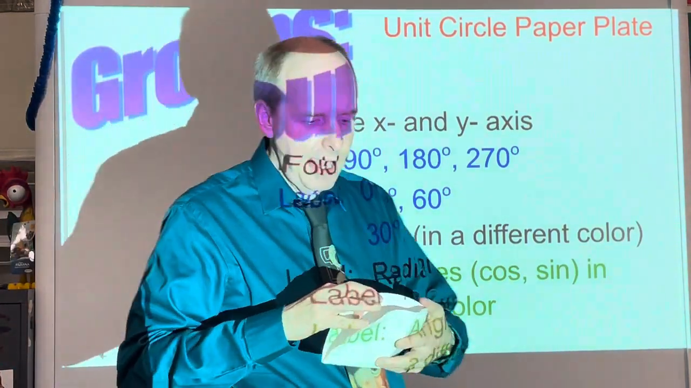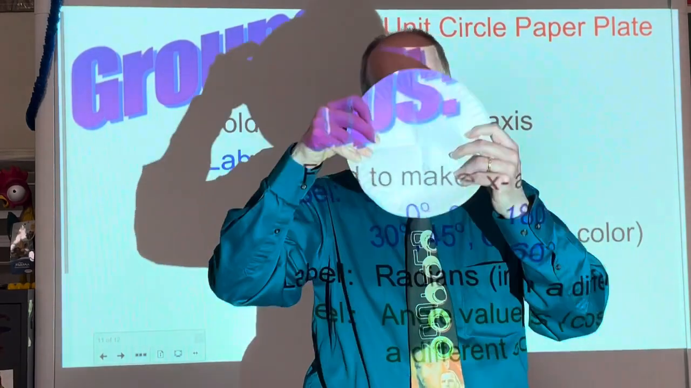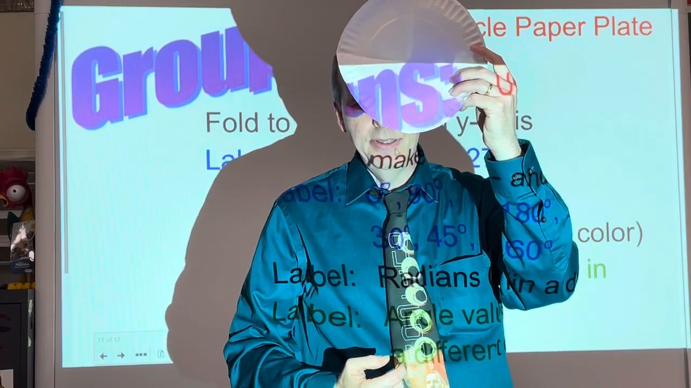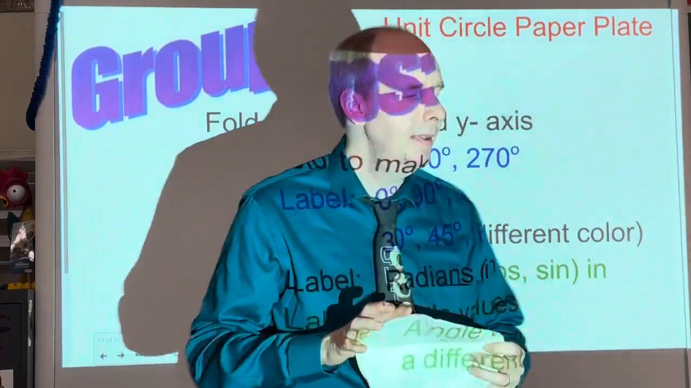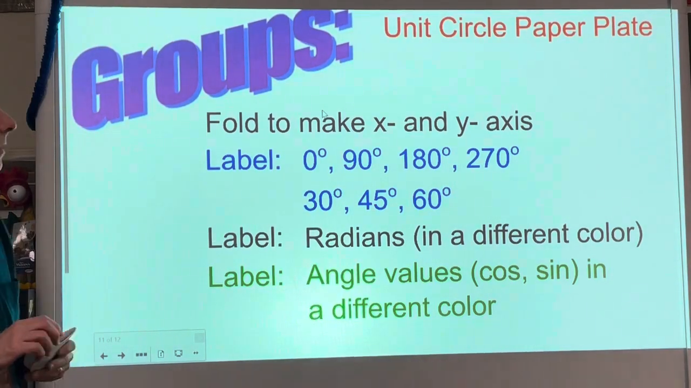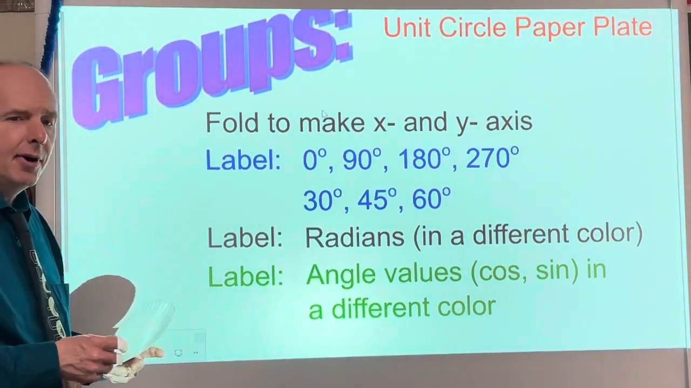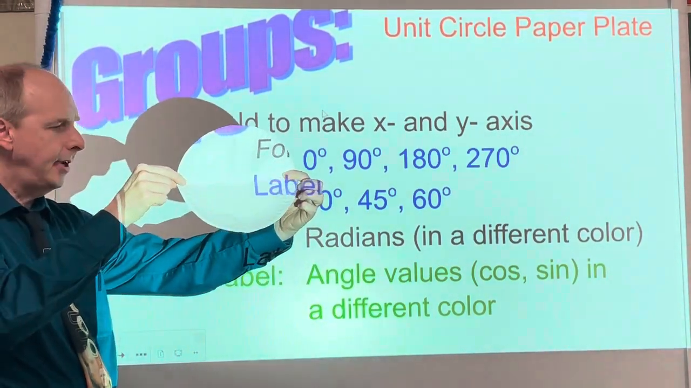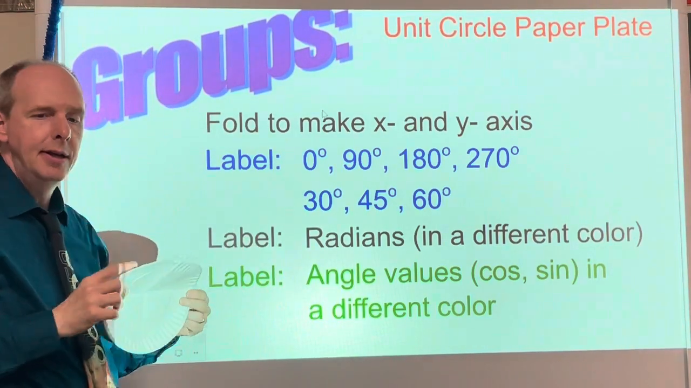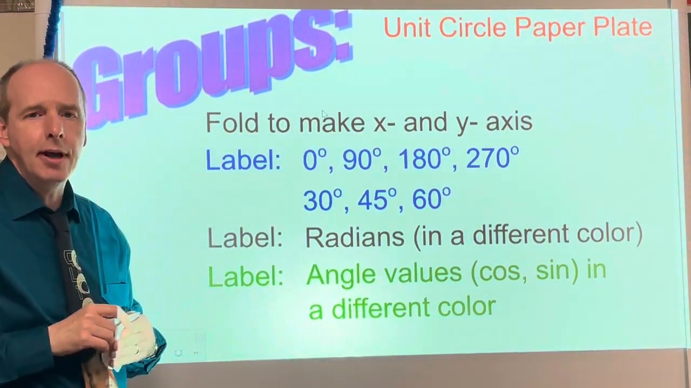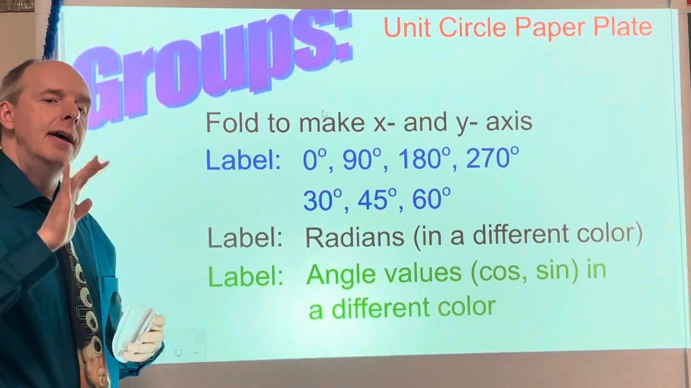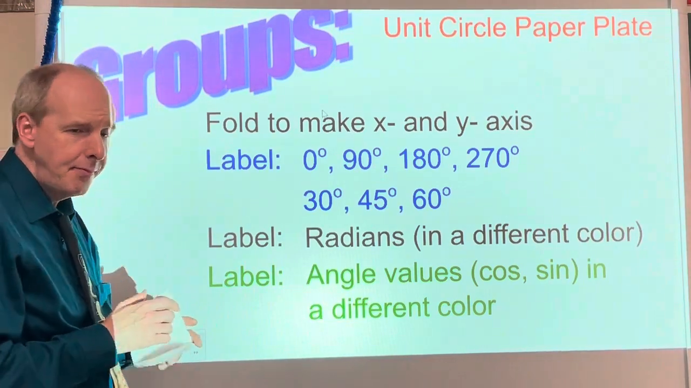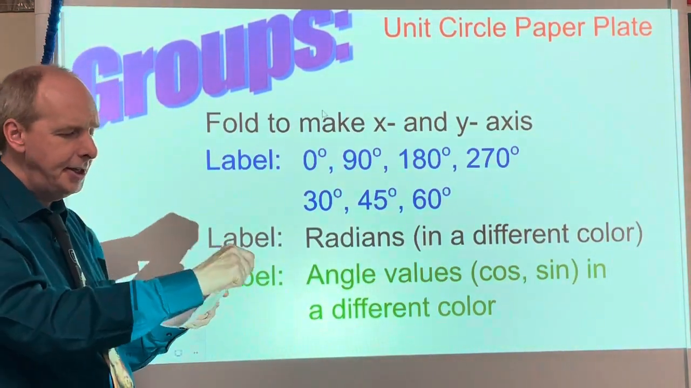I would take a magic marker and a ruler, and I would draw X and Y, label them nice and dark with a marker. Once you do that, take a marker, label 0, 90, 180, 270 in one color. Now, we're going to label 30, 45, and 60, and we'll use different colors. But this is what we got so far.